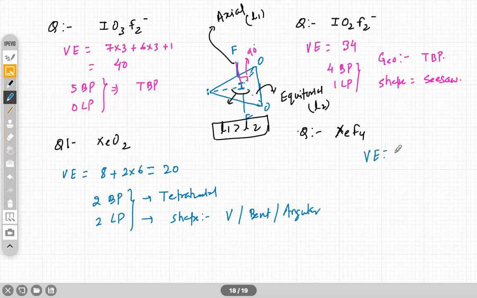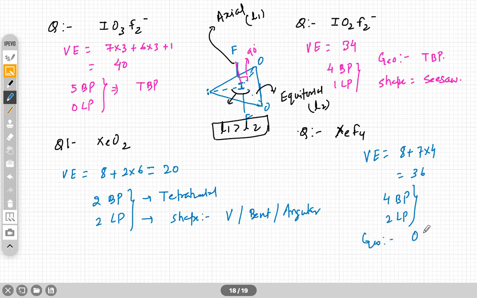XeF4, valence electron, 8 plus 7 into 4. That is 36. So 4 bond pair and 2 lone pair. Geometry is what? Octahedral, square bipyramidal. Shape is square planar.